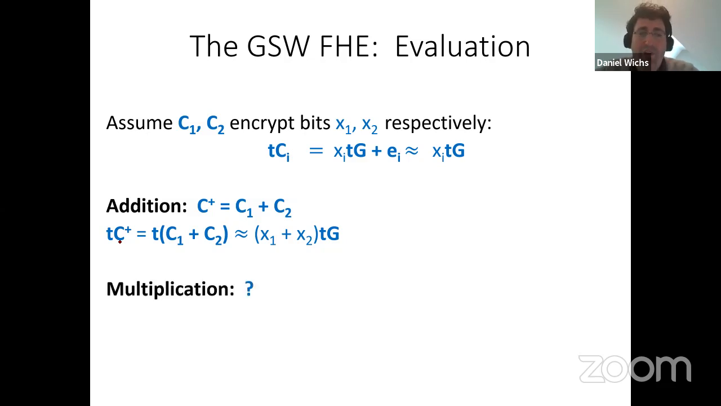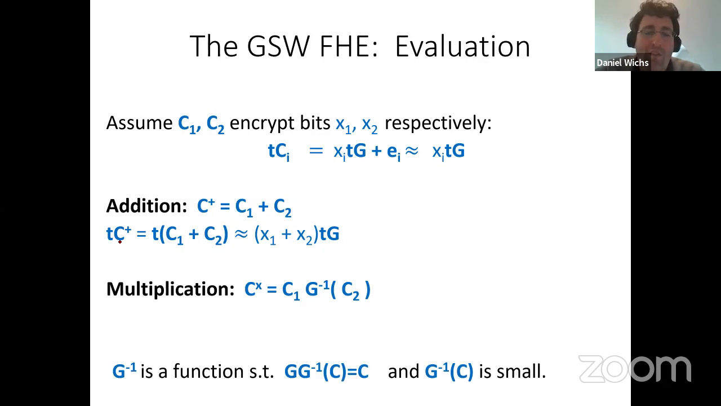What about multiplication? It's actually only slightly harder. I would expect that I would just multiply the ciphertexts together. That doesn't really work. They're not even the right dimension. But it's almost the same thing. I just multiply C1 by some function of C2. I'm going to call this function the G inverse function. So G inverse is a function such that G times G inverse of C is equal to C.